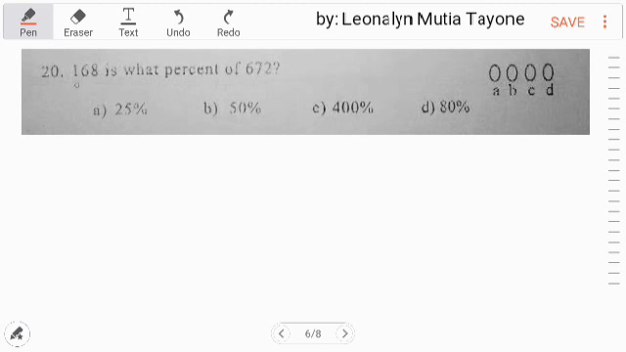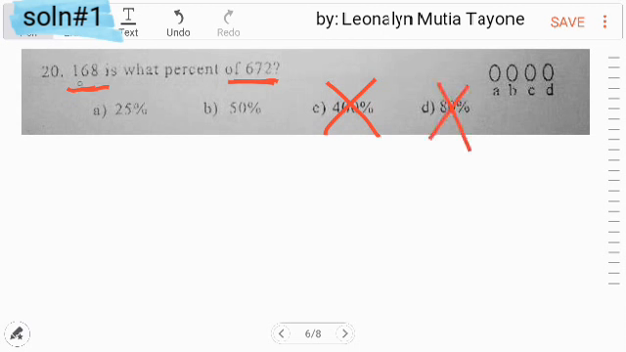Question number 20. 168 is what percent of 672? Let's do solution number 1, which is elimination. Ilang percent daw si 168 sa 672? Ito, eliminate na siya. Kasi si 168 ay mas maliit pa sa 672. So, hindi siya maging 400%. Hindi naman siya maging 80% kasi less than man yan sa half si 168. At kung less than siya sa half, hindi rin siya 50%. So, ang sagot dito ay letter A, 25%.